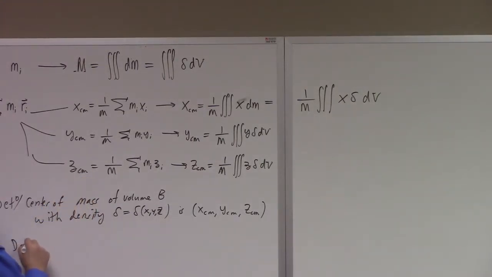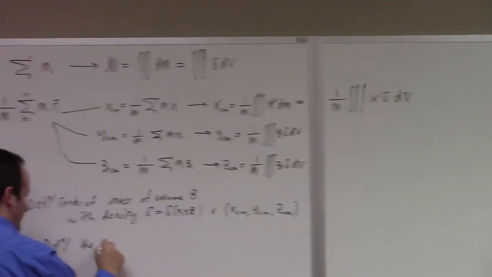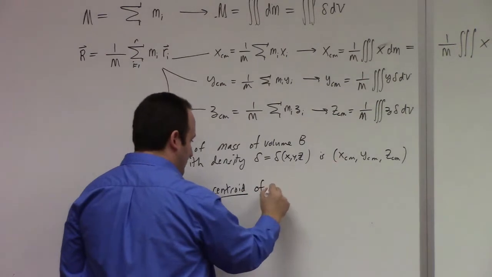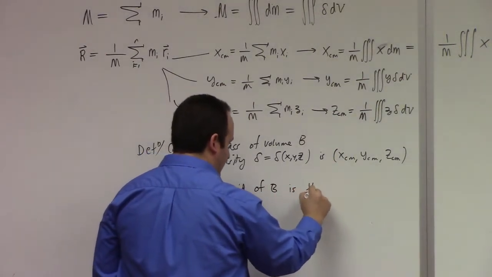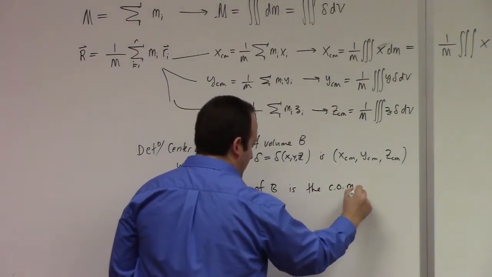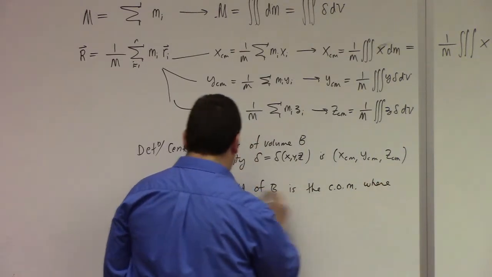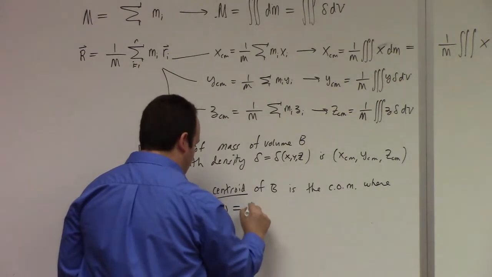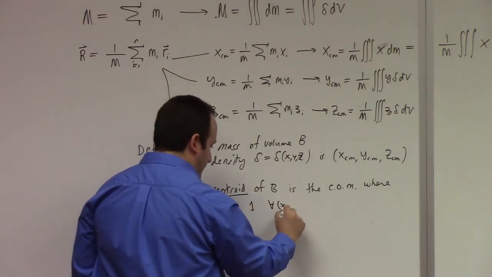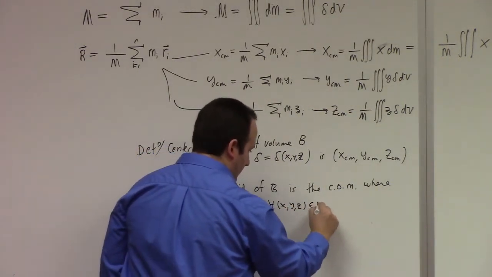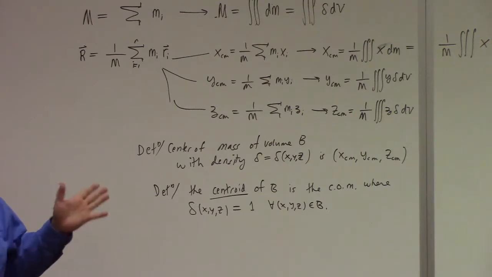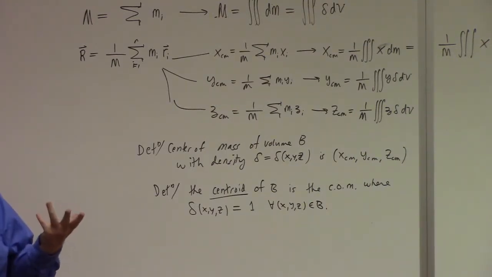Our second definition is that the centroid of B is the center of mass where the density is just set equal to 1 for all points in D. That's the relation between these things. Centroid is just a geometric thing. But anyway, now that I got that out of my system, those are the definitions for volumes.